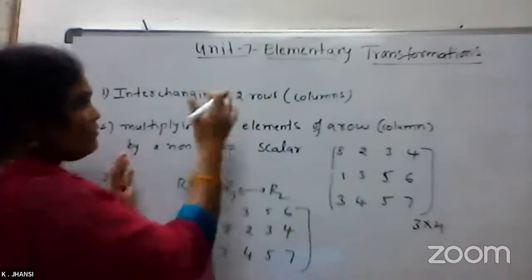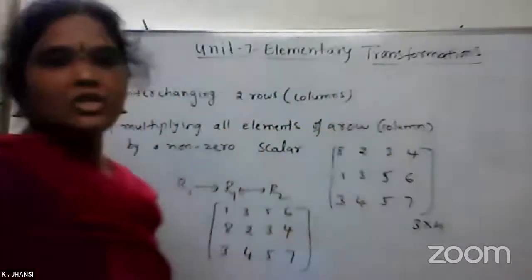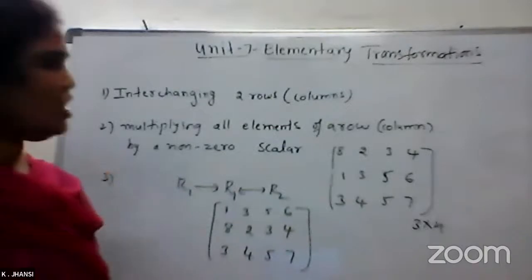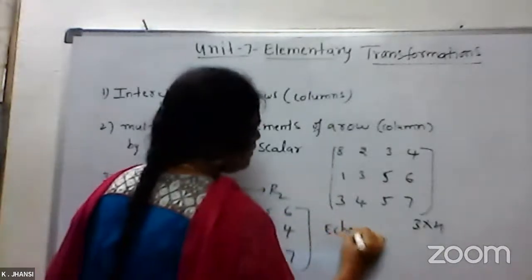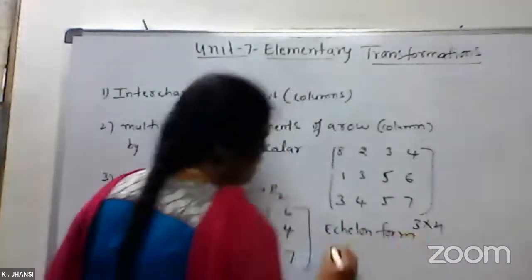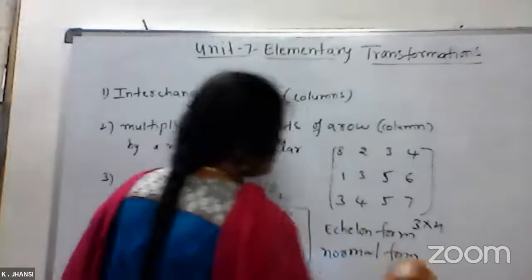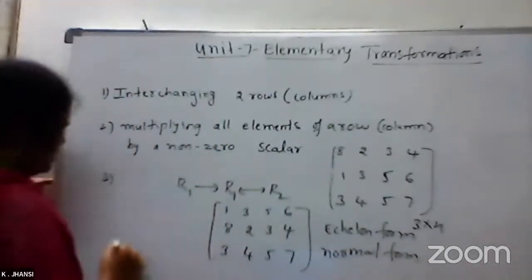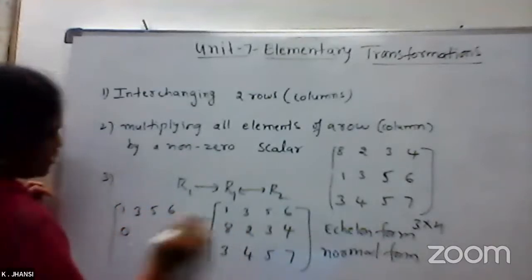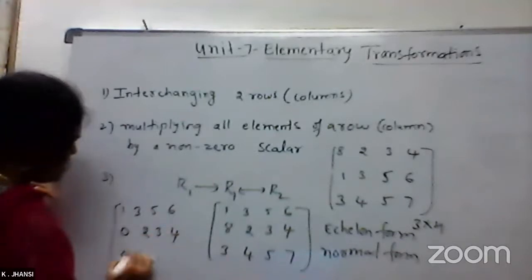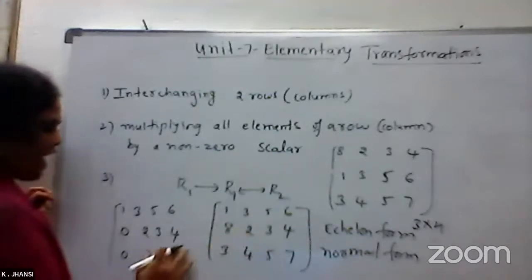Okay. So the main aim of using elementary transformations is to find the rank of the matrix. For that purpose, to find the rank of the matrix, we convert the given matrix into echelon form or normal form. Echelon form means it will be in a form like this. If you take this one, 1, 3, 5, 6, you have to make this as 0, 3, 4, and the last row. Last you may get here 0, or you may have here one element.